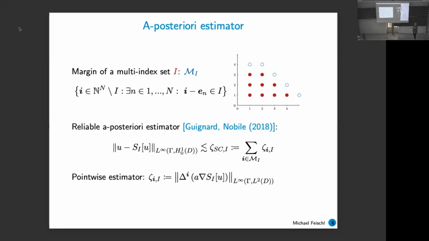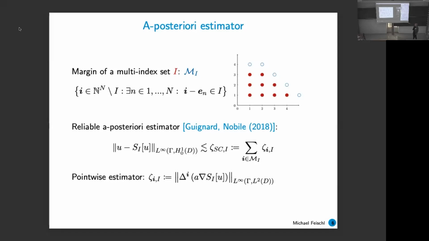Actually, relatively recently introduced. And the nice thing about this error estimator is that it's reliable. So it's an upper bound for the error. There are other error estimators for this problem, for example, by Griebel, which have some nice properties as well, but they are not reliable, so no upper bound for the error.